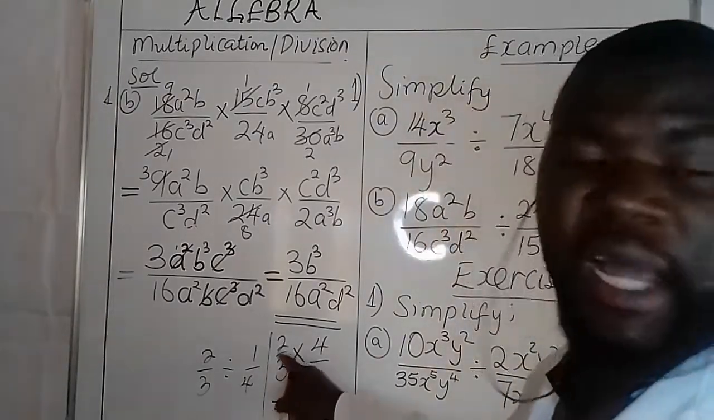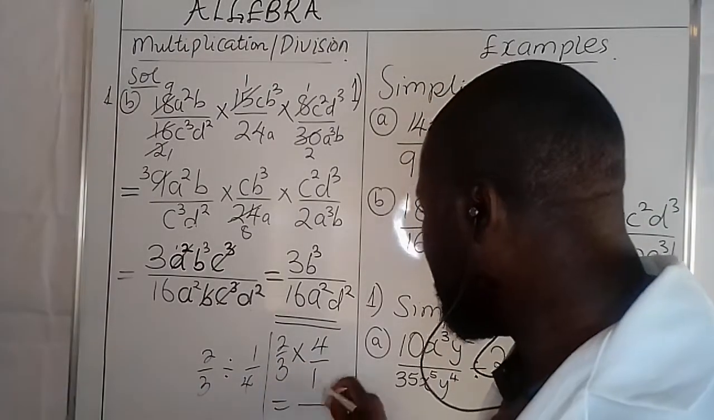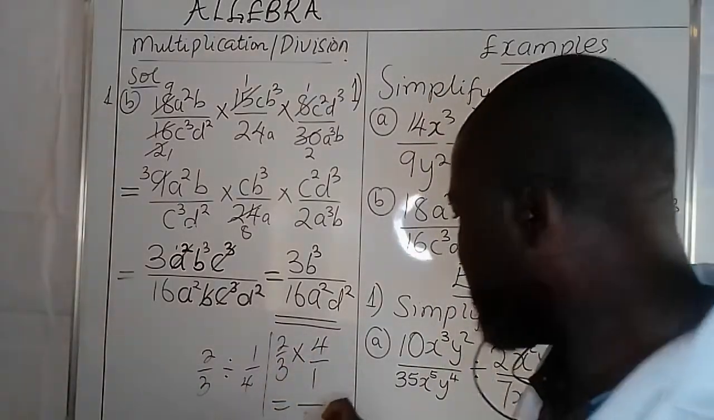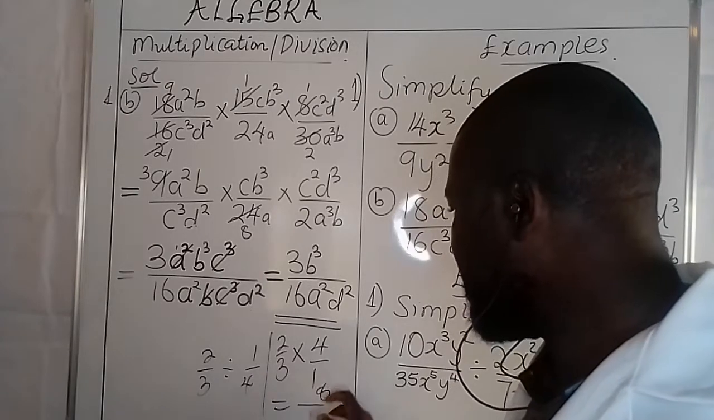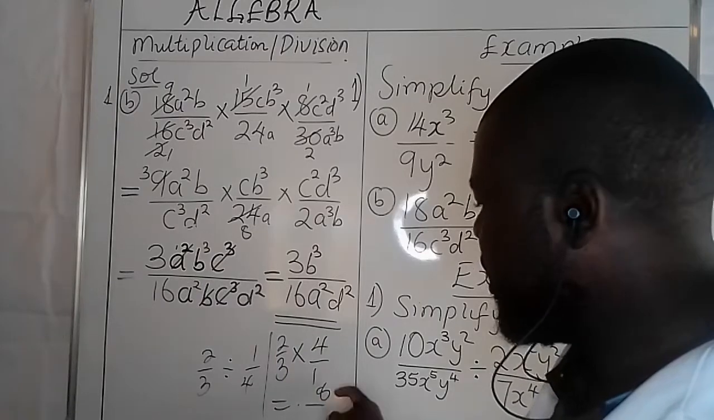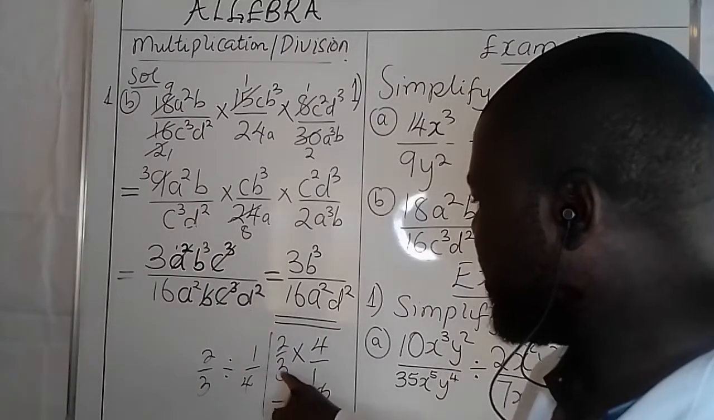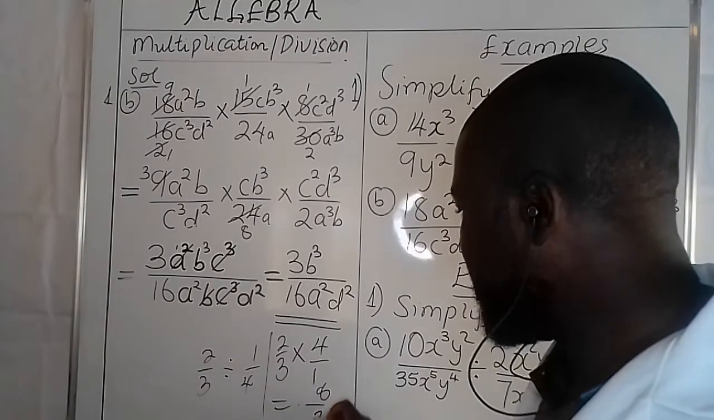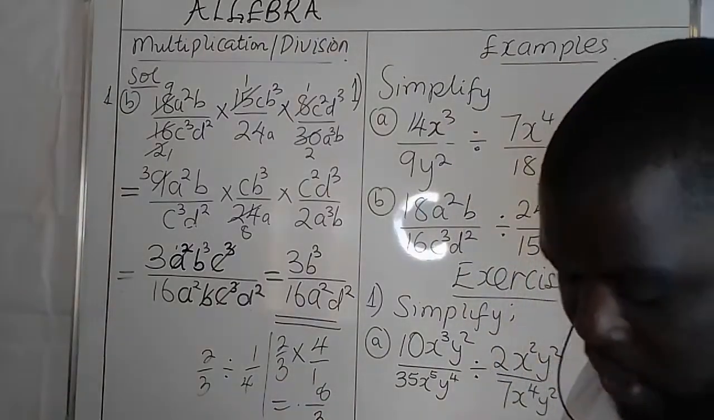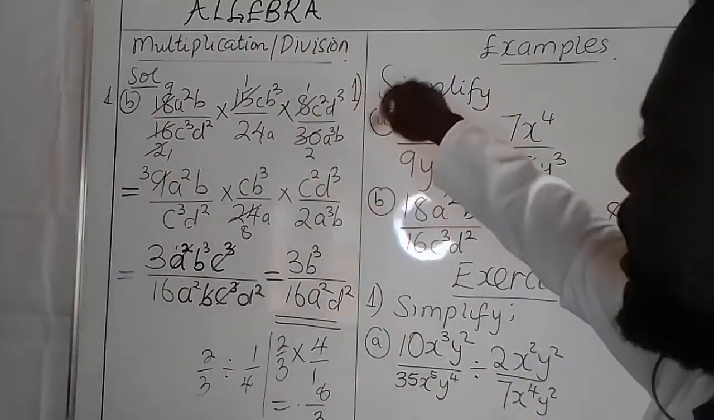And once you are multiplying fractions, you multiply the numerators to get the numerator in the answer, and the denominators to get the denominator in the answer. So basically, these are the two major concepts that are applied here.